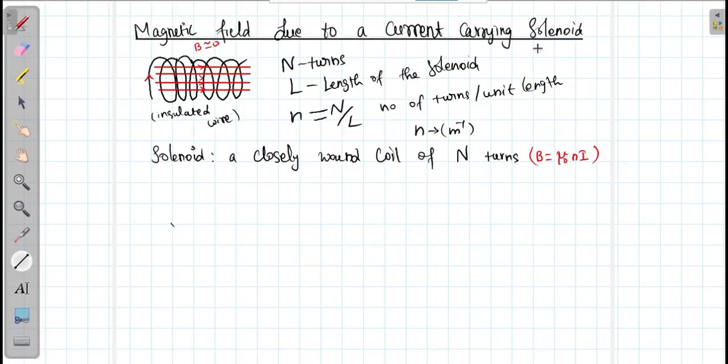Solenoid, we have another name: inductor. We'll study it in electromagnetic induction. Inductor and solenoid are the same. And one more thing, a solenoid is a coil, but not all coils are solenoids. It is a type of coil. That is why I said it is a closely wound coil.